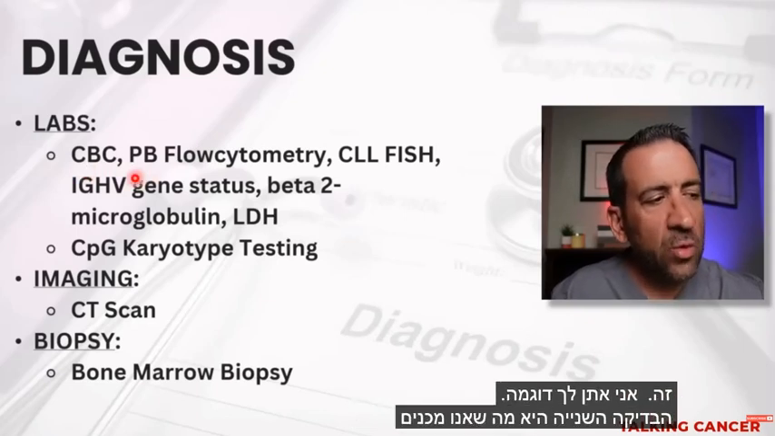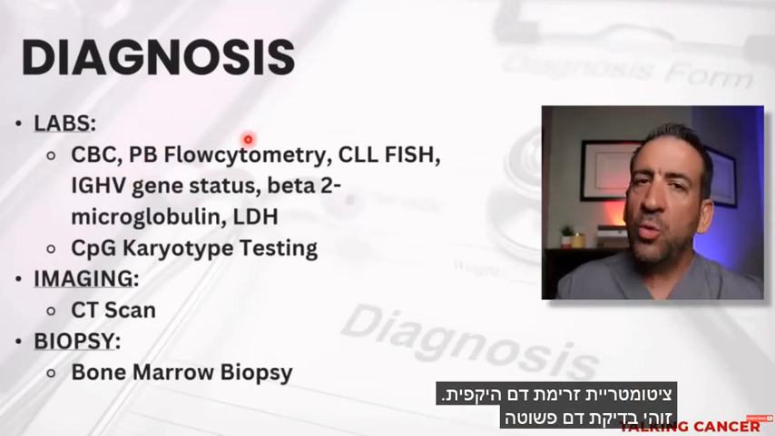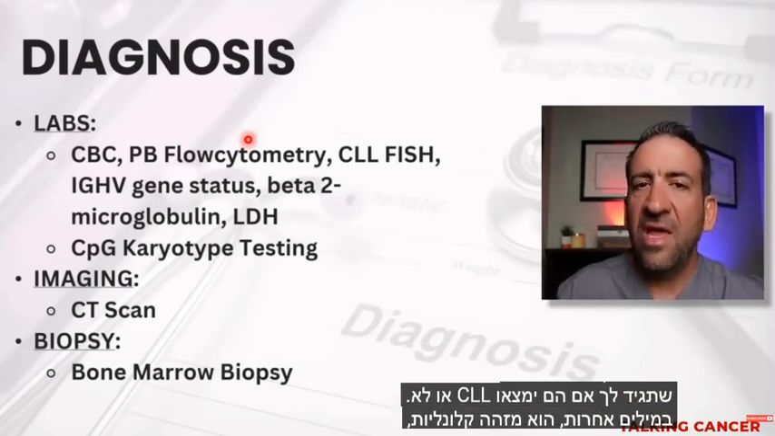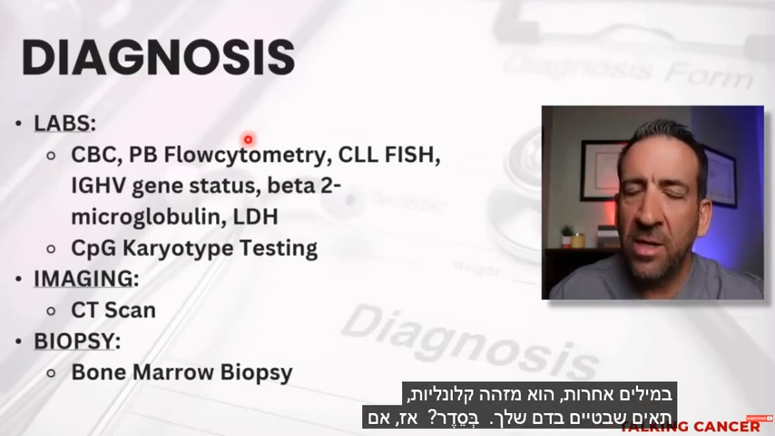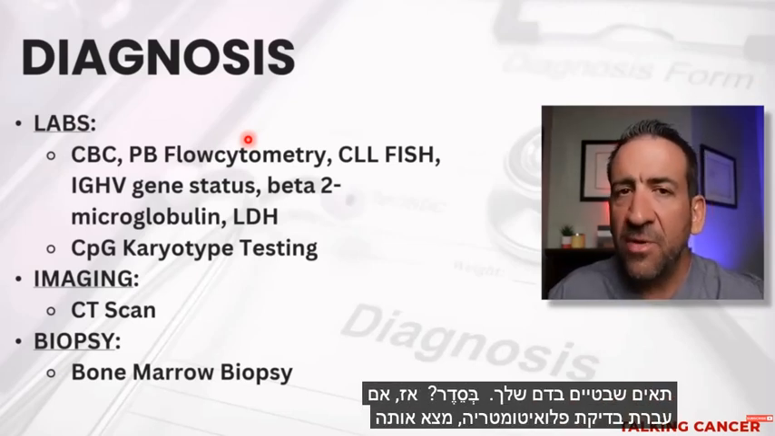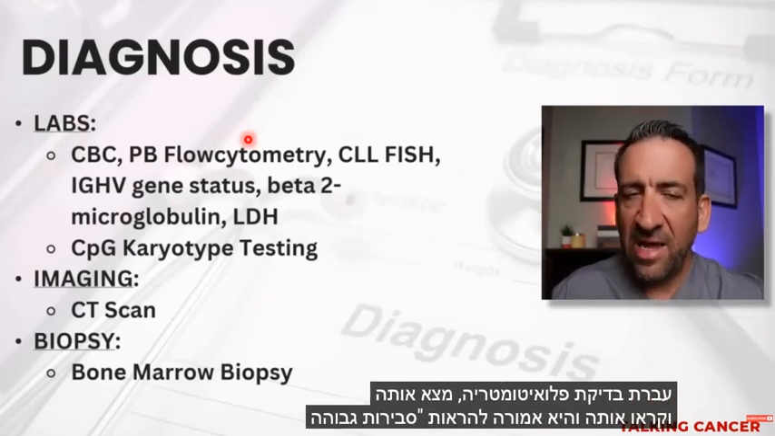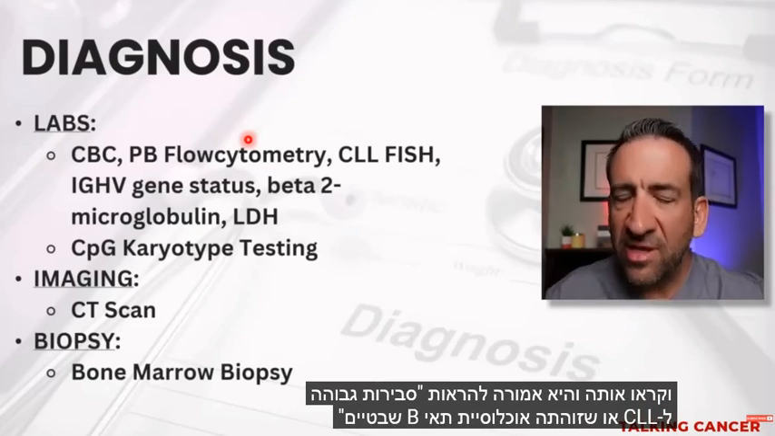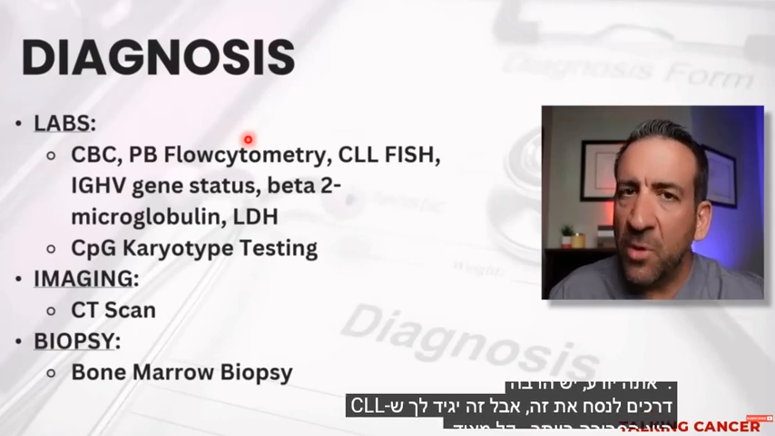The other test is what we call a peripheral blood flow cytometry. That's a simple blood test which will tell you if they find CLL or not. In other words, it detects clonality, clonal cells in your blood. Okay, so if you've had a flow cytometry, find it and read it, and it should say highly likely CLL or a clonal B cell population detected. You know, there's a lot of ways we put it, but it'll tell you CLL is most likely.